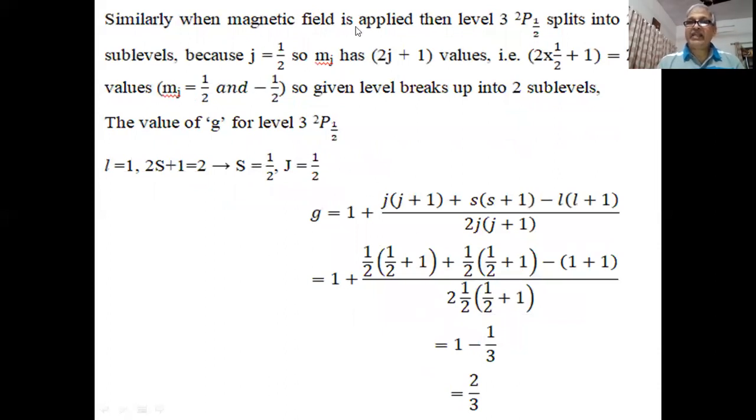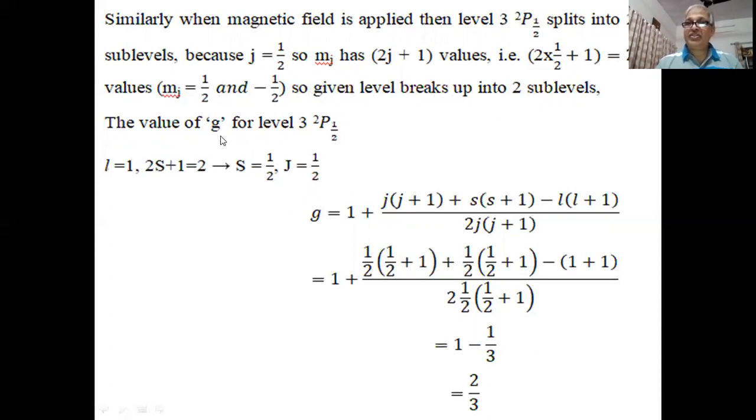Similarly, when a magnetic field is applied, the level 3 2P 1/2 is split into two sublevels, because in this case J is half. So Mj has 2J plus 1 values, that is 2 into half plus 1 gives 2 values. So Mj equals half and minus half. The given level breaks up into two sublevels, so the level 2P 1/2 breaks up into two sublevels.